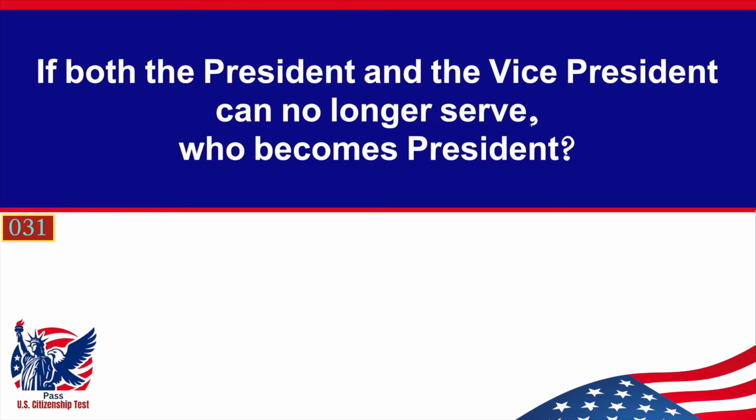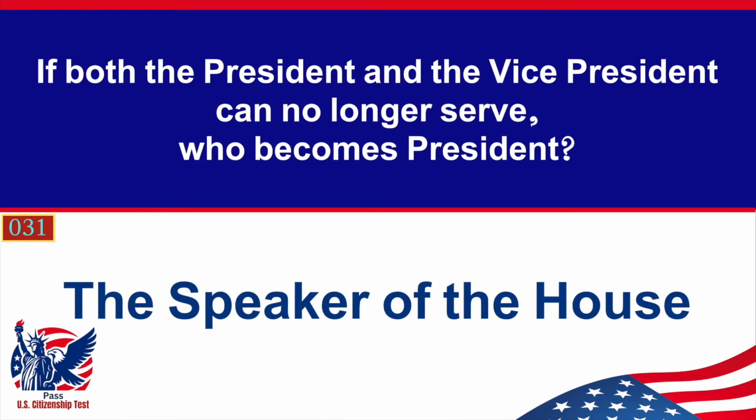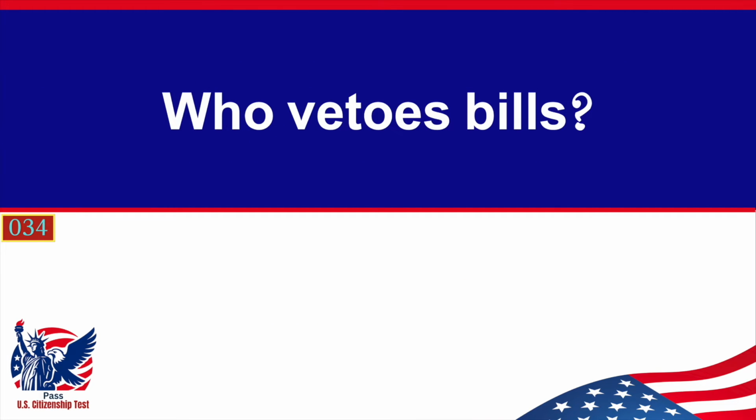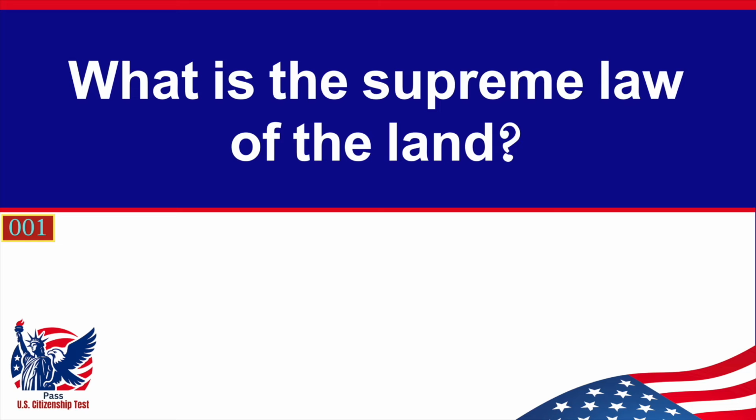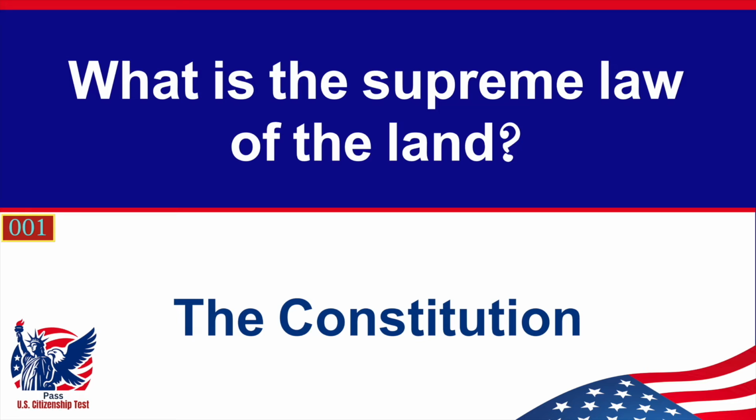If both the president and the vice president can no longer serve, who becomes president? The Speaker of the House. Who vetoes bills? The President. What is the supreme law of the land? The Constitution.